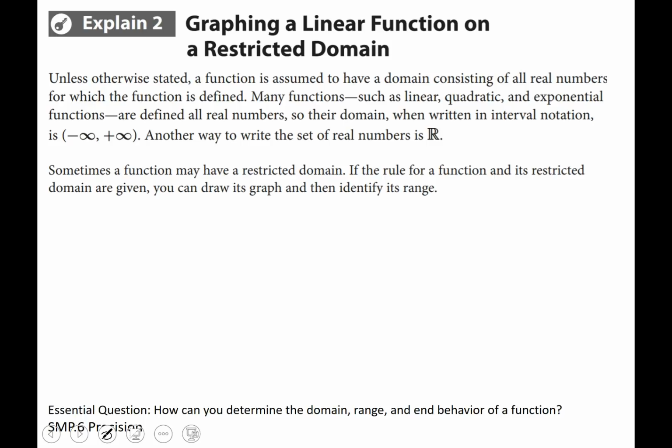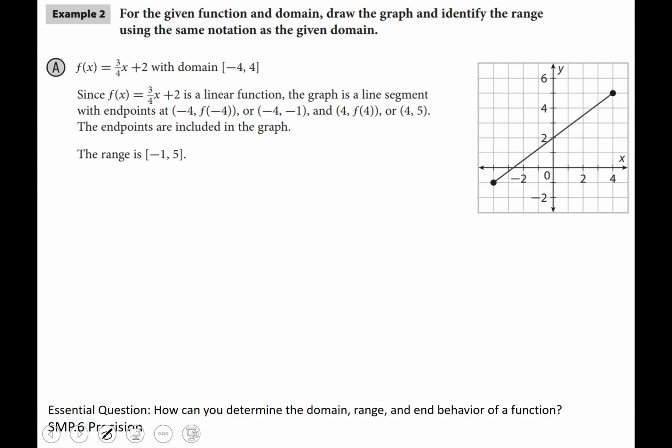So if we have all real numbers, you write the domain like that, or you can write all real numbers, or you can write this, which to write it in your own handwriting is just an R with a bar through it. Sometimes a function may have a restricted domain. If a rule for a function and its restricted domain are given, you can draw a graph and then identify its range. So they give us kind of an example that they filled in for us here.